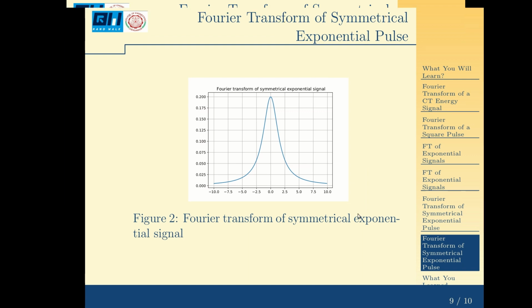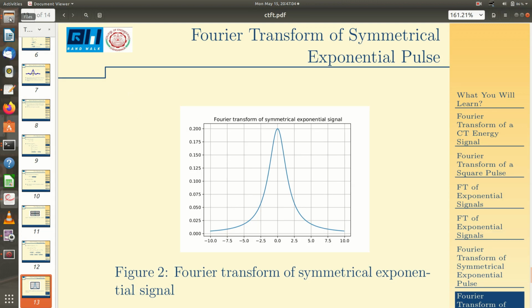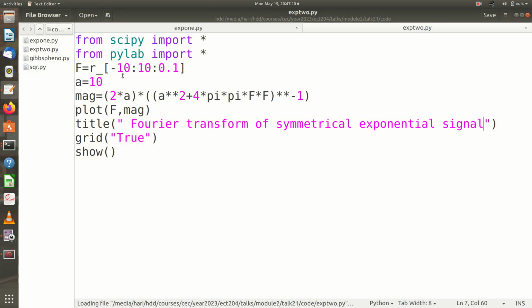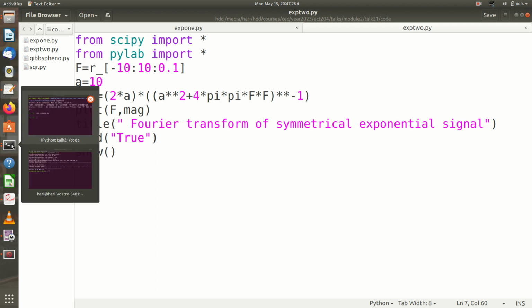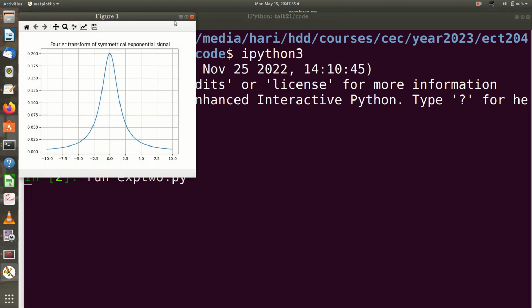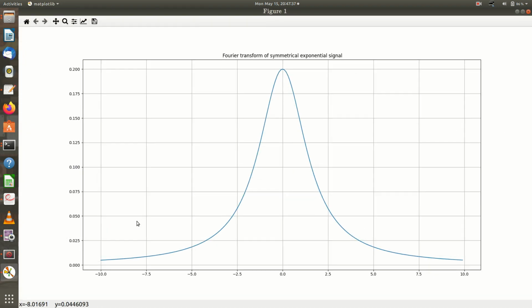Now we can appreciate that spectrum also. Here also I have taken the frequencies from minus 10 to 10 with an increment 0.1. A is 10, so its magnitude is 2a by a square plus 4 pi square f square. The magnitude is plotted against f. So if I run this code, exp2, this is the shape of the Fourier transform.